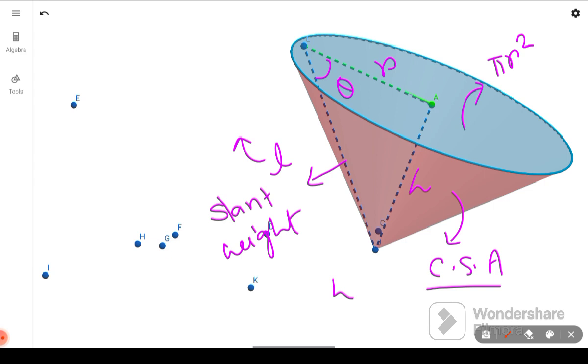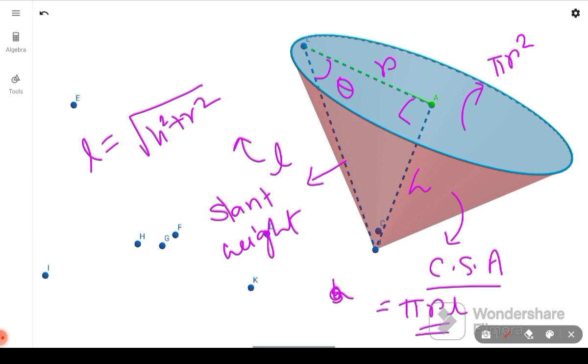The value of L: you can see this is just like a right angle triangle, so L is the hypotenuse, so it will be root over a square plus r square. So L is equal to root over a square plus r square. So what will be the curved surface area? This time it will be pi r L, not 2 pi r h, pi r L.